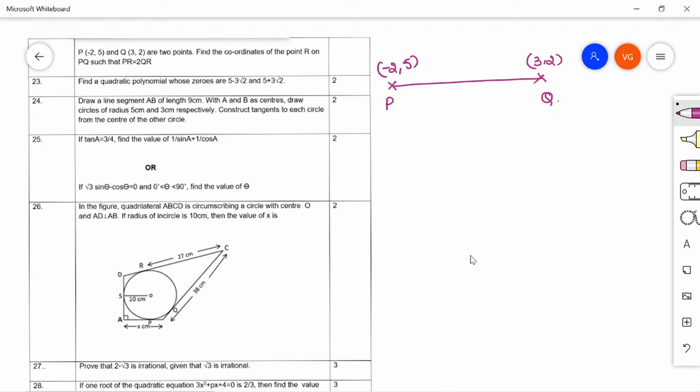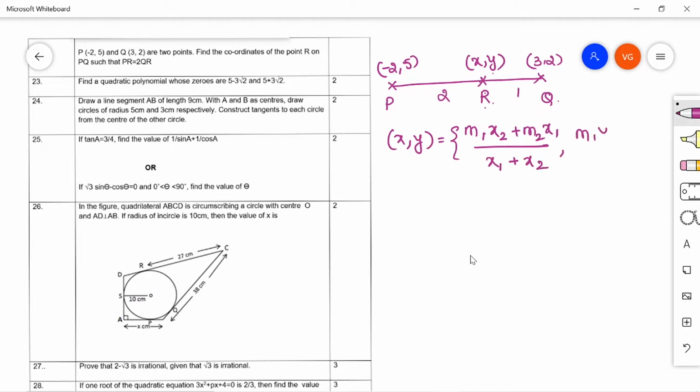And they're telling there is a point on this line PQ, that is R, which divides this line PQ in the ratio 2:1. So this is 2 times I'm taking, this is 1 time. So this point I'm taking it as R. Now consider the coordinates of R as (x, y). So now I can use section formula to find the coordinates of R. Formula here is (m1 x2 plus m2 x1) divided by (m1 plus m2), (m1 y2 plus m2 y1) divided by (m1 plus m2).